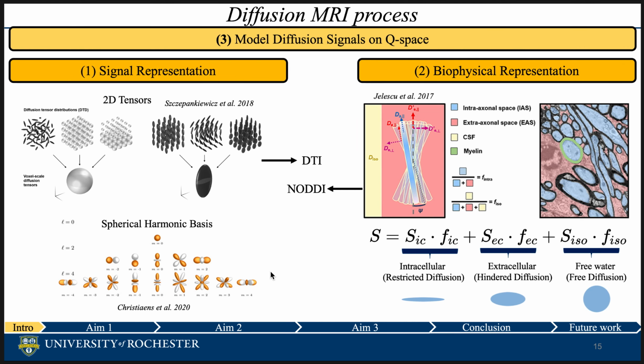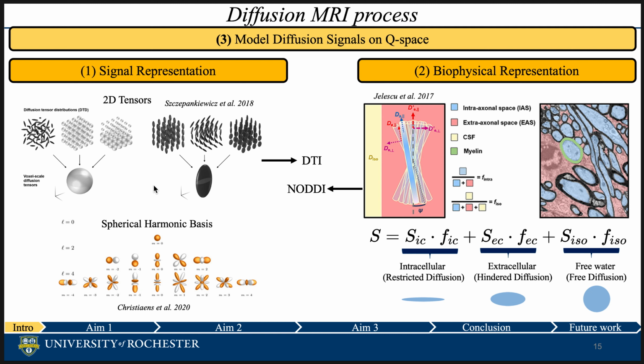And finally, when we have sampled the whole sphere, we can use different mathematical tools or different mathematical functions to represent that signal on the spherical space. We could use 2D tensors or spherical harmonic basis functions to represent them. One of the examples of this particular approach is DTI, or diffusion tensor imaging. And so these functions actually can express the signal in different ways.